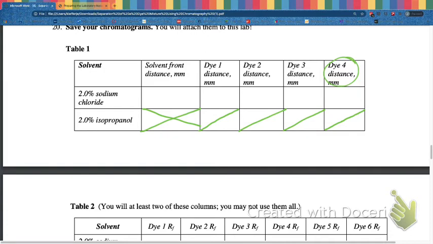So if you have not measured your solvent, how far the eluent went and how far the dye went, you are welcome to grab a ruler and do that right now so that you can enter your data. And then after everybody has that in, we'll talk about calculations and how we're going to finish the other data table, okay?